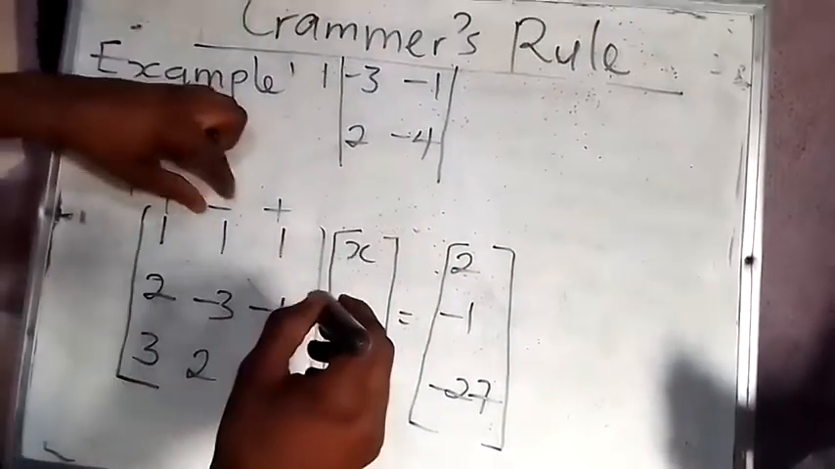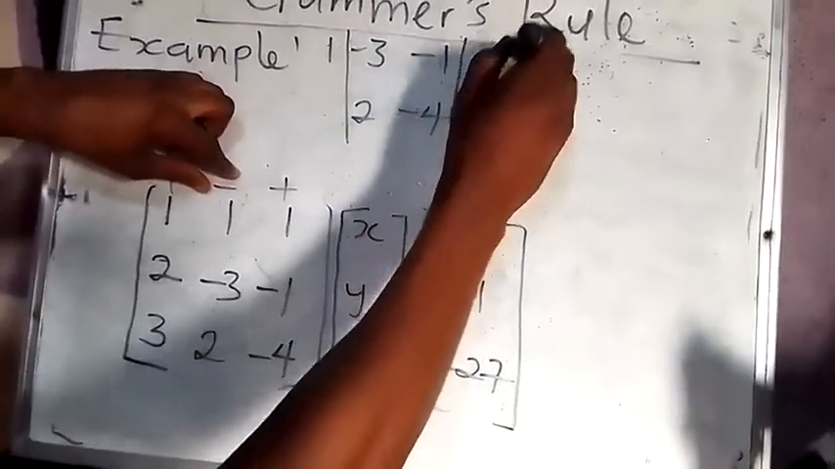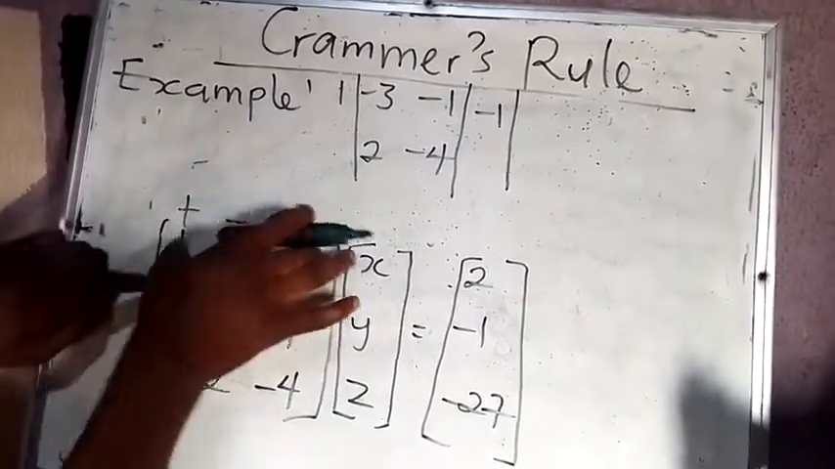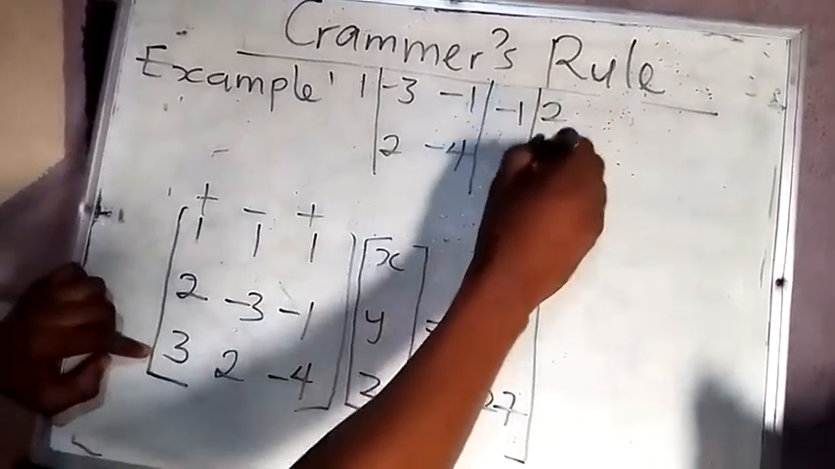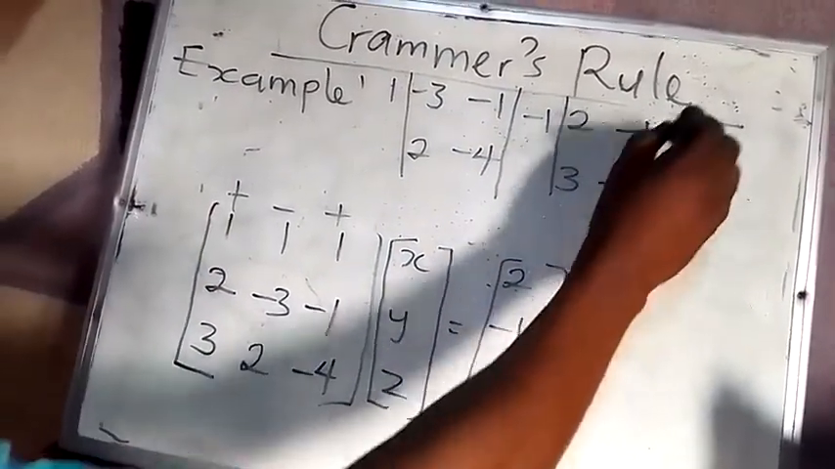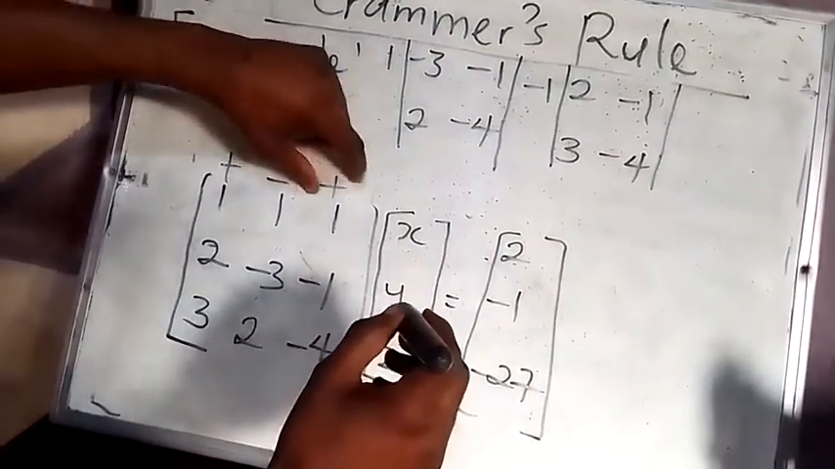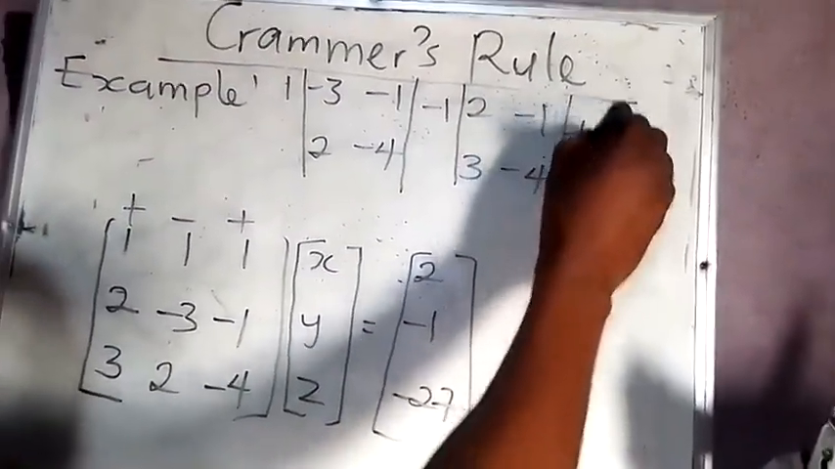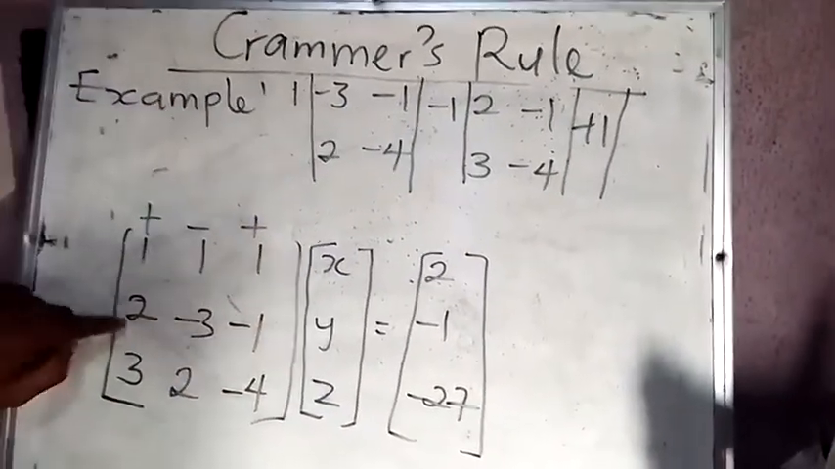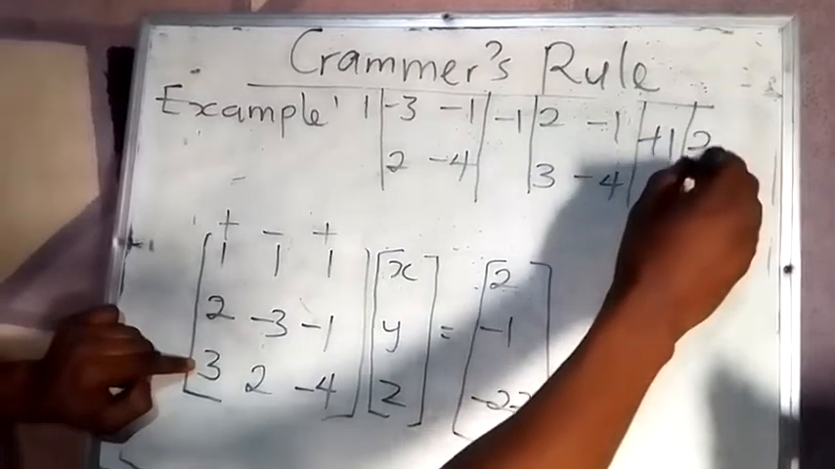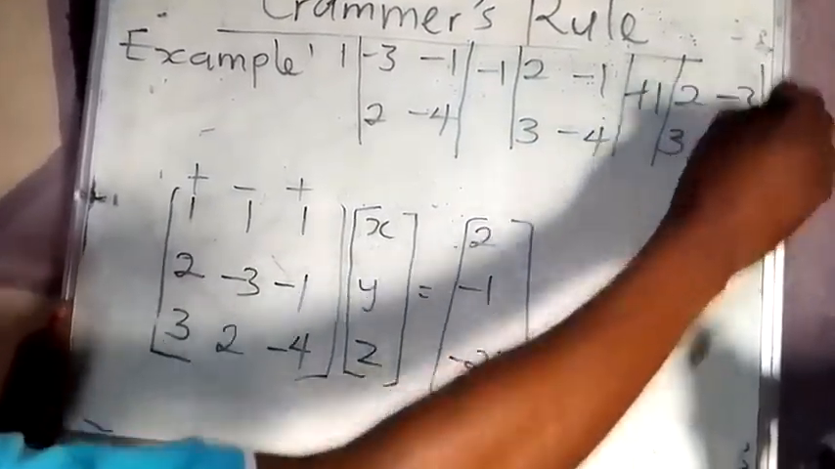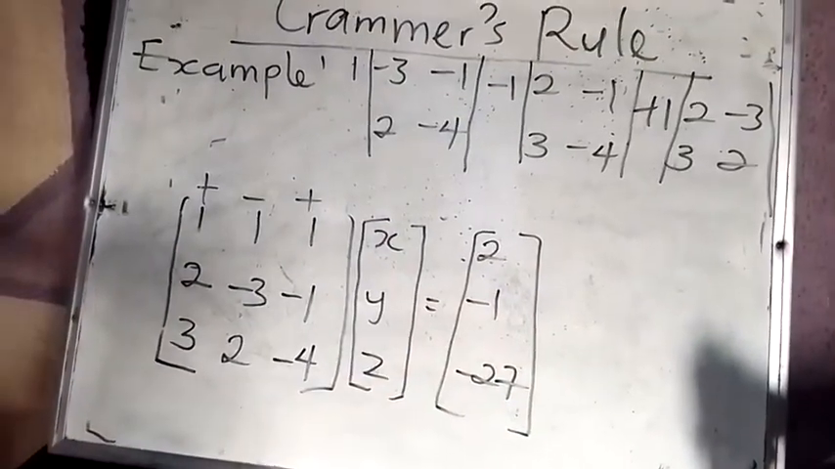Pick the second number, which is minus 1. You cross the vertical and the horizontal of it. We have 2, 3, and minus 1, minus 4. You pick the last one, that is plus 1. So you cross the vertical and the horizontal of it. We have 2, 3, and we have minus 3, 2. So you can now find the determinant.